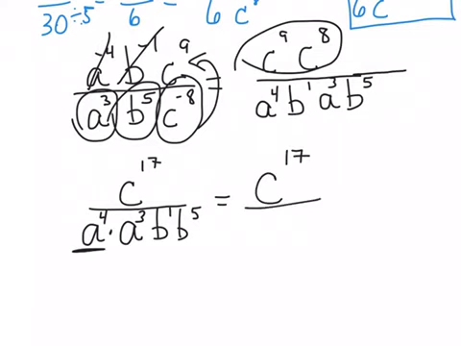On the bottom, I have 4 a's joining 3 a's. All together, there are 7 a's. On the bottom, I also have 1 b joining 5 b's. So that gives me 6 b's altogether.